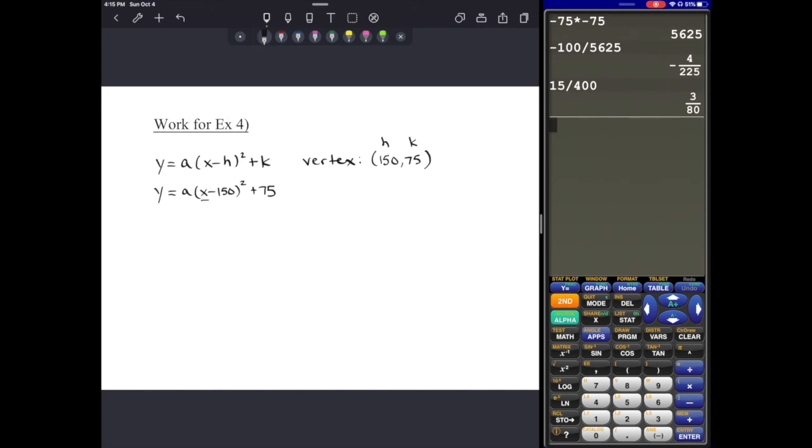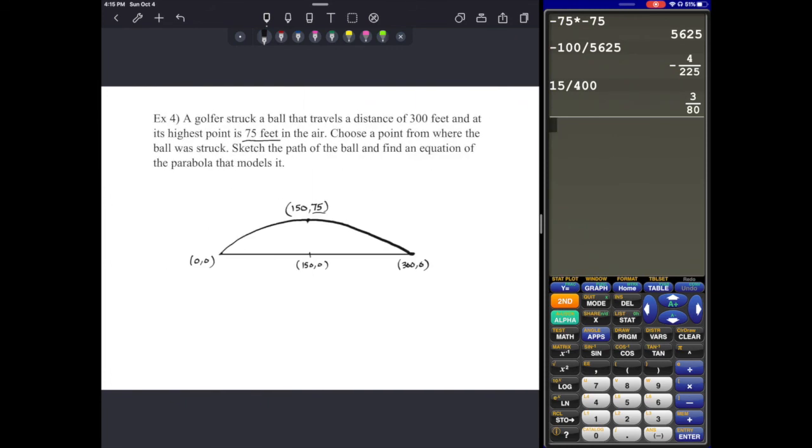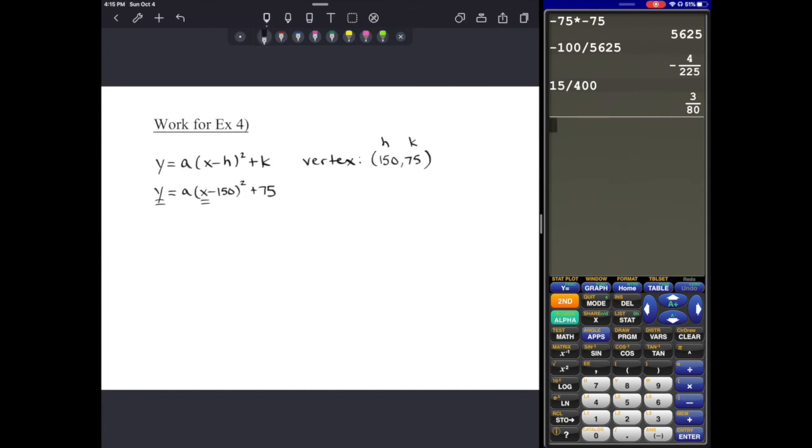And we now need to choose a value to put in for x and y so we can solve for a. And again, your options will be these endpoints that you've written down. If it's me, I'm going to use (0, 0) because then I can't accidentally flip-flop the x's and the y's. So we're going to use that point (0, 0) here. 0 equals a times the quantity of x minus 150, squared, plus 75.